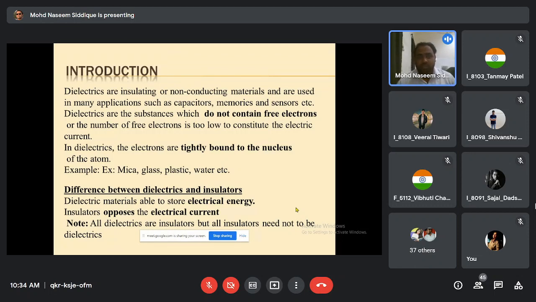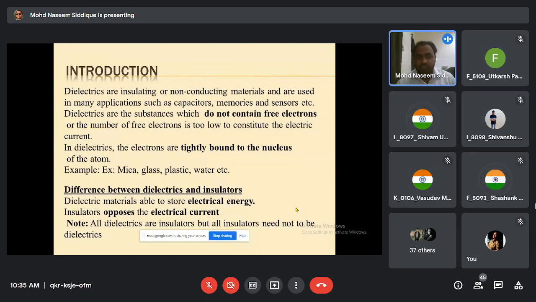So my question is, what is the actual meaning of the dielectric? The dielectrics are the insulators which hold the bound electrons, not the free electrons. As we saw, the conductor generally has free electrons, but dielectrics are the substances which do not contain free electrons, or the number of free electrons is too low to constitute the electric current. Okay, is it clear?